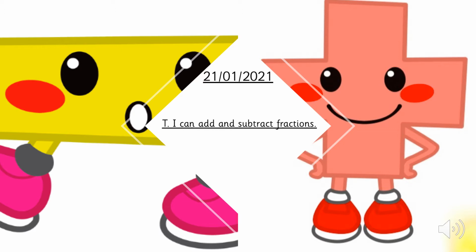We are going to be using what we have learned for the past two lessons. Now I know they have been really tricky lessons, and I know fractions is a hard topic anyway, but I'm hoping that today breaks it down and makes it easy enough and you think, okay, I know how to add and subtract fractions now, so fingers crossed.